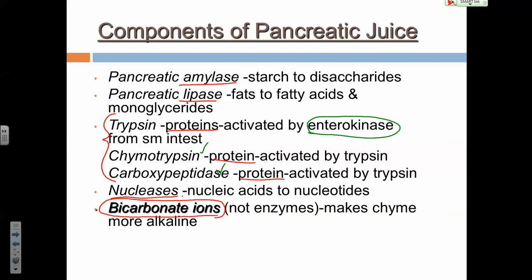And then the last thing I've put in bold print, not because it's more important, just because it's not an enzyme: bicarbonate ions. Why do we have bicarbonate ions? To raise the pH. Because every one of these enzymes listed here will not work at a pH of 2, which is what the chyme is as it's entering the small intestine. So the pH has to rise so that these enzymes can be effective. So it makes that chyme more alkaline. That means more basic, pH higher.